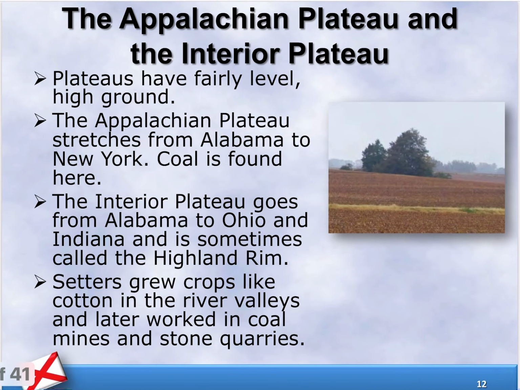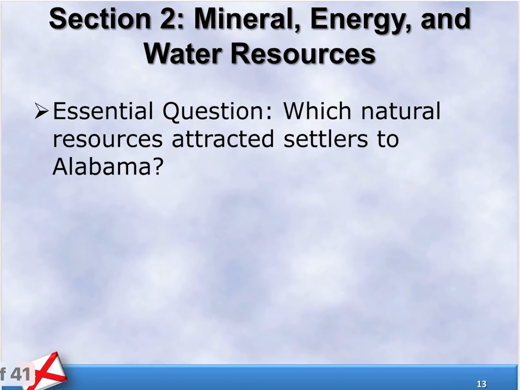The Appalachian Plateau and the Interior Plateau. Plateaus have fairly level high ground. The Appalachian Plateau stretches from Alabama to New York. Coal is found here. The Interior Plateau goes from Alabama to Ohio and Indiana and is sometimes called the Highland Rim. Settlers grew crops like cotton in the river valleys and later worked in coal mines and stone quarries.